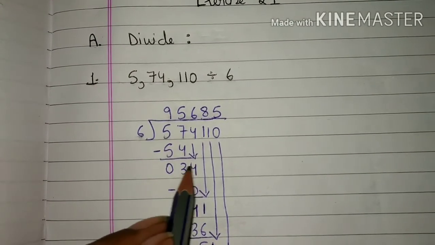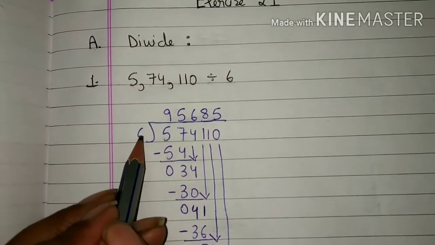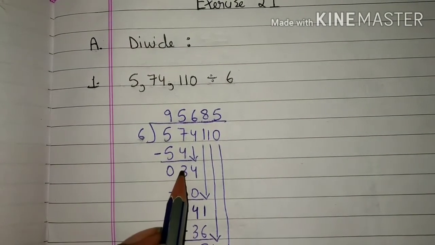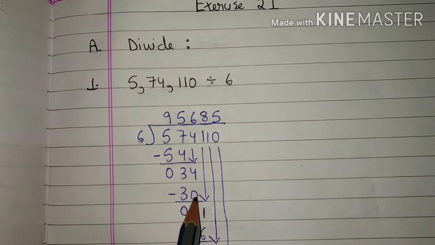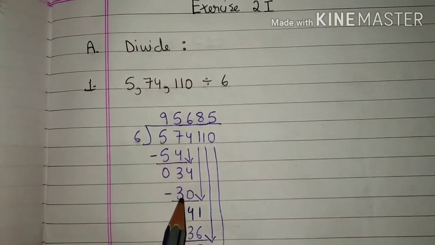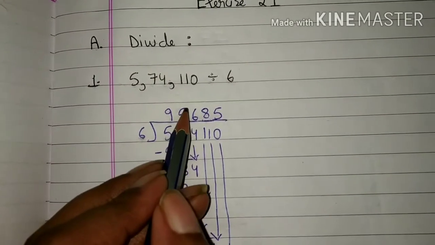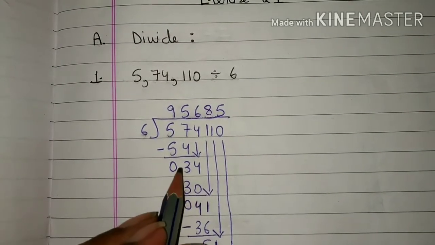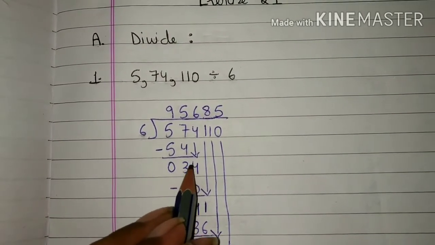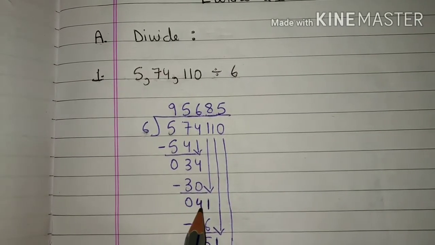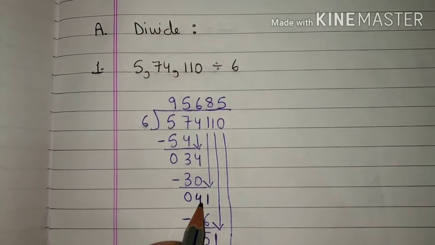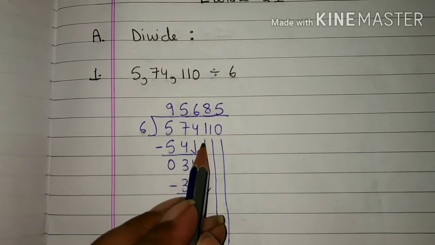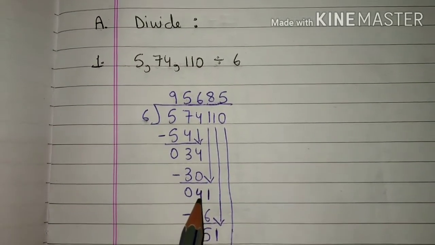Now number become 34. Students, 6 into 5 is 30. And 30 is just smaller than 34. So, we will consider 6 into 5 is 30. 5 we will write here and we will write 30 here. Now, we will subtract the number. 34 minus 30 will give 4. Students, 4 is smaller than 6. So, we will carry down next digit, that is 1 here. Now, number become 41.